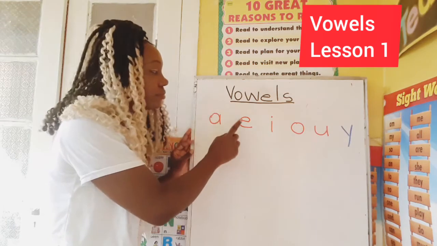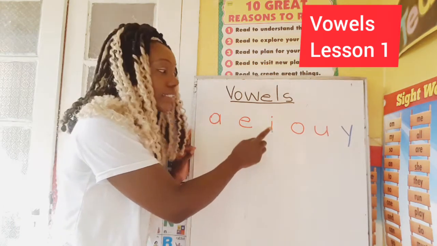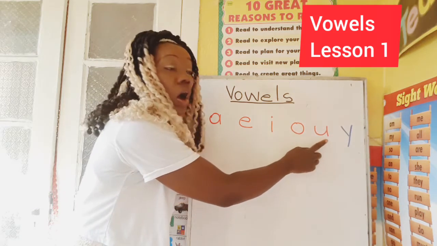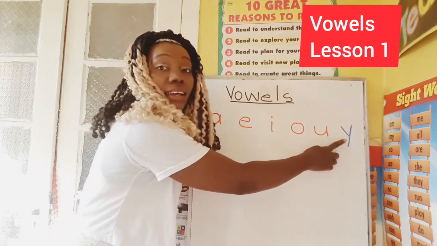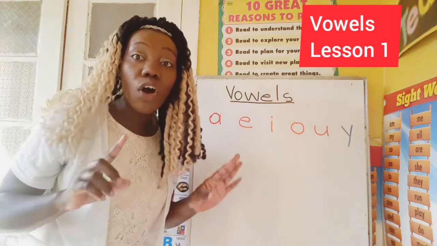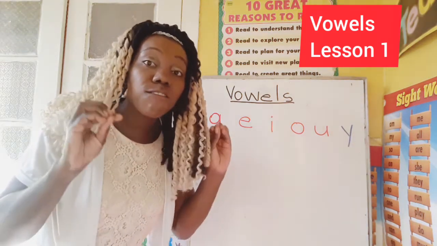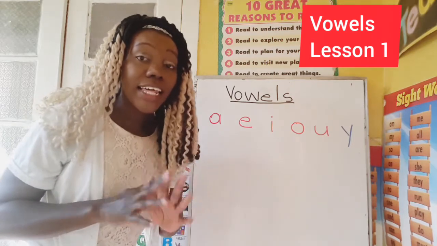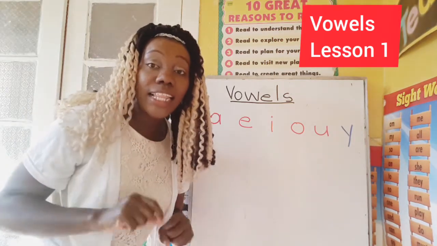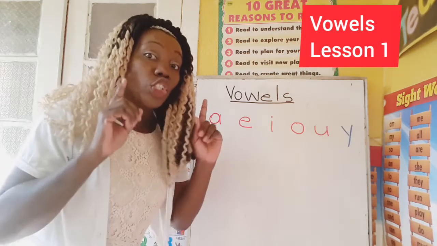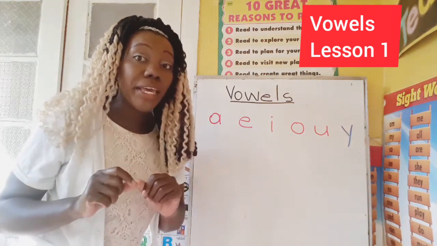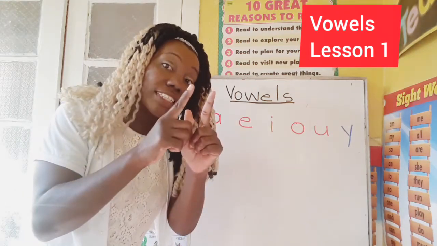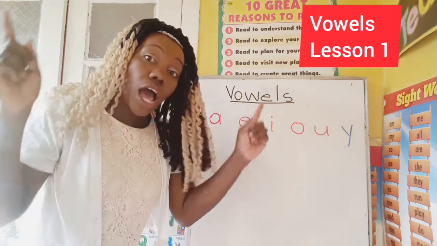A, E, I, O, and U. And those are the short vowel sounds. Now remember, the vowels have 2 distinct sounds. They make a short sound and they make a long sound. So you have short sound and long sound.